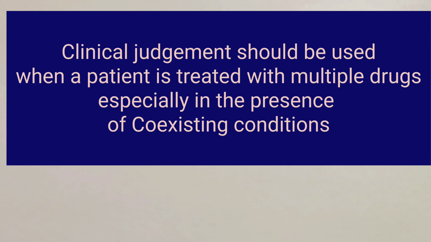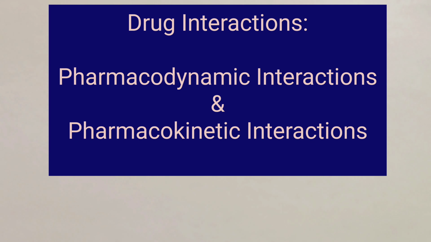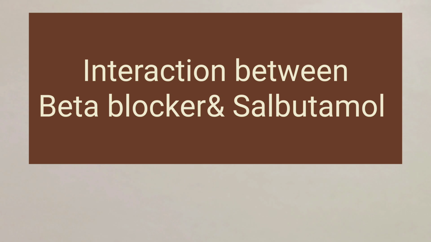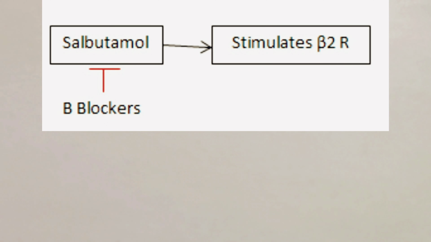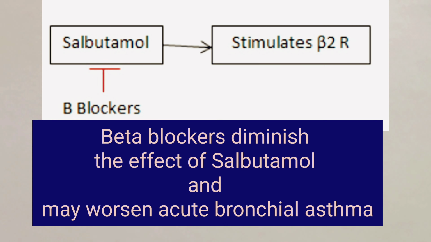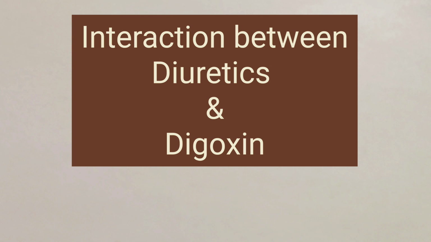Drug interactions can be discussed on the basis of pharmacodynamic interactions and pharmacokinetic interactions. Pharmacodynamic interactions. The interaction between beta blocker and salbutamol. Salbutamol is commonly used for the treatment of bronchial asthma and acts by stimulating the beta-2 adrenergic receptors of the bronchial smooth muscles. Beta blockers, when administered along with salbutamol, diminish the effect of salbutamol and aggravate the symptoms of acute bronchial asthma.